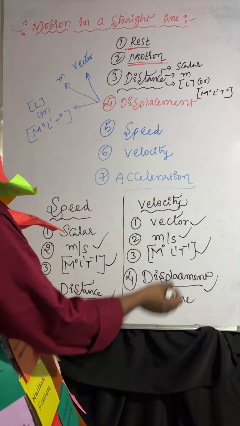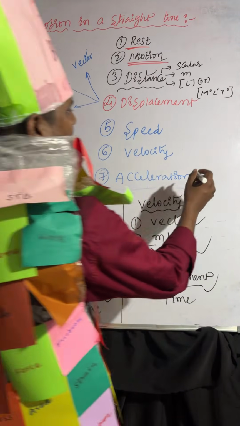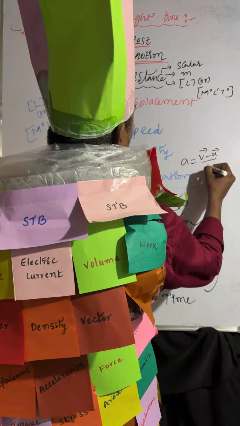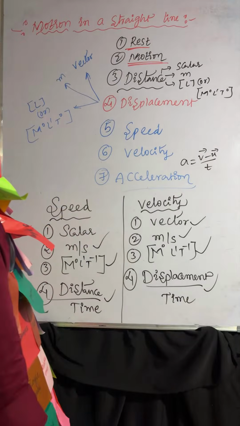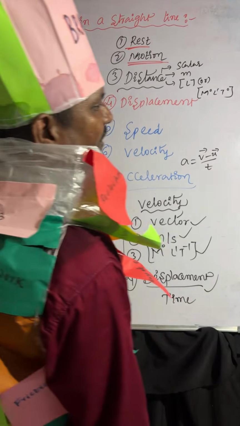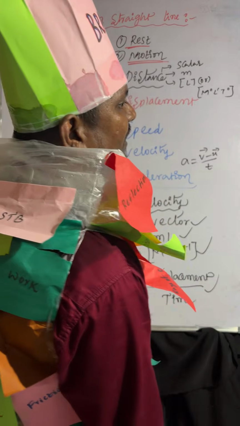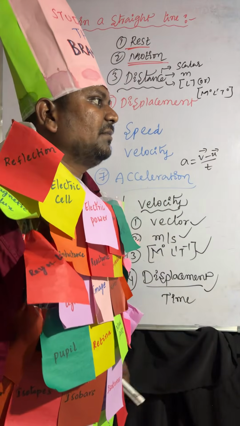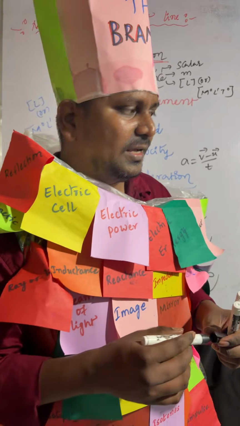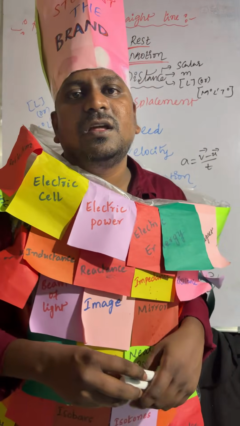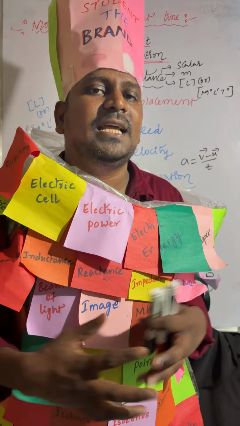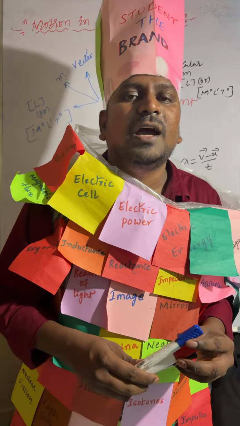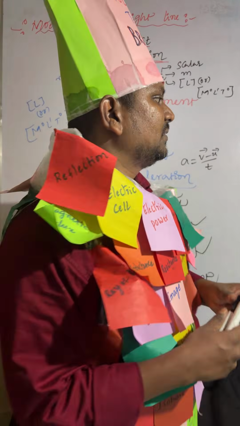So coming to acceleration, acceleration is nothing but a equal to change in velocity by time taken. Simply we can say final velocity minus initial velocity by time taken. I hope it is very clear. Understood or not? That is called acceleration. Here we have to discuss three points.